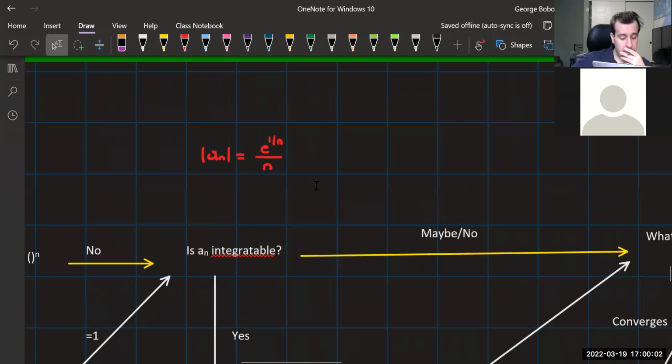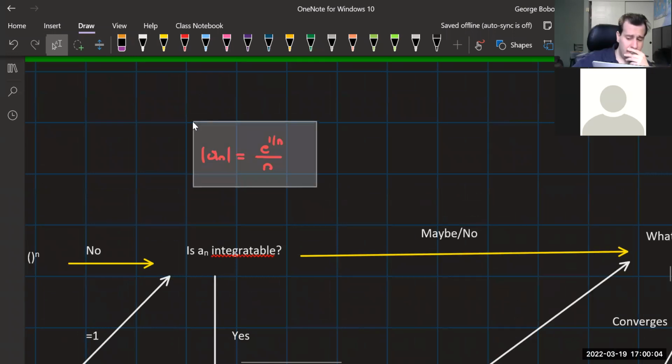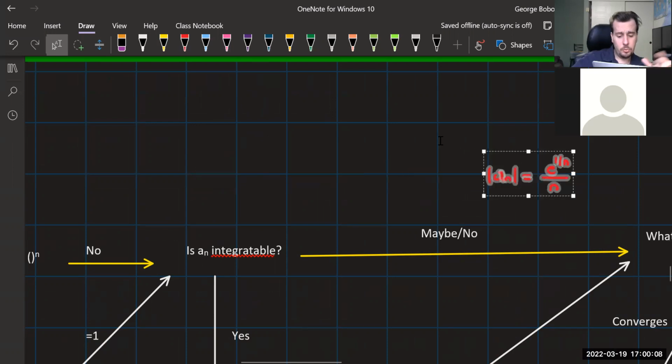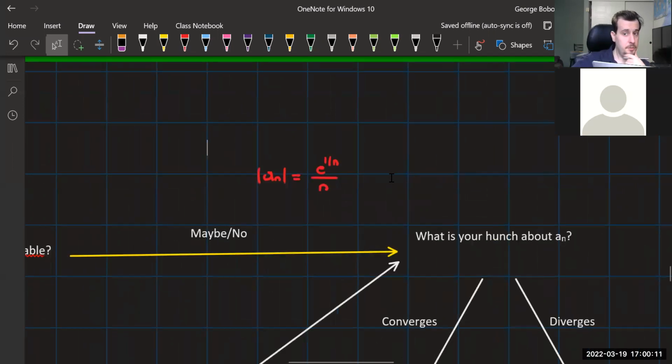All right, so we go here, we go, yeah, I don't know, maybe. So I'm going to move along to the right here. I'm not going to try and integrate it yet, okay? But it might turn out that we need to. I'm just saying, be aware.